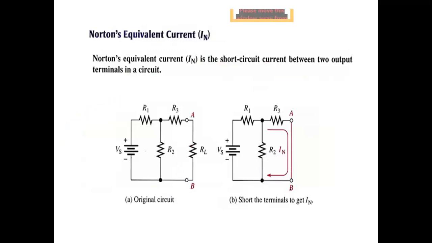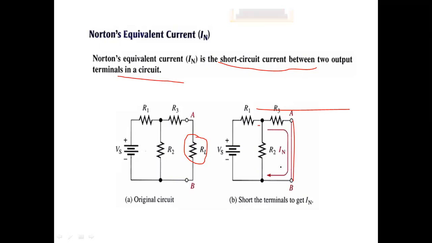So what is Norton's equivalent current? Norton's equivalent current is IN. It is the short circuit current between two output terminals in the circuit. Because this is the load resistor, once you have removed this load resistor and you have shorted these two terminals A and B, the current which is flowing through the shorted terminal is your Norton current.